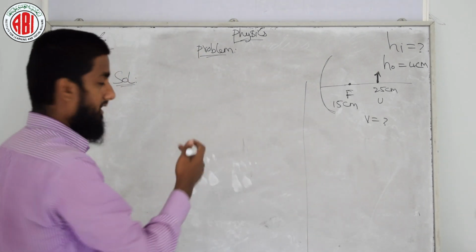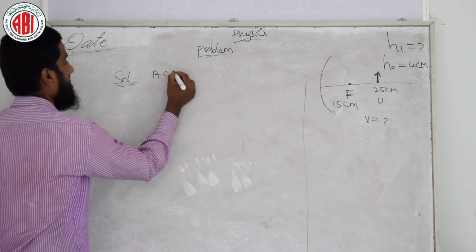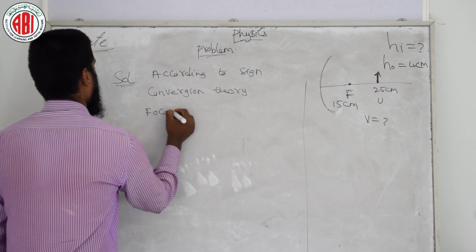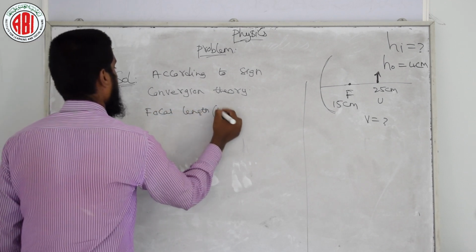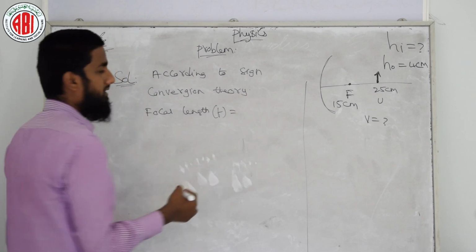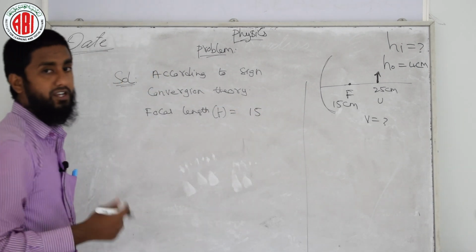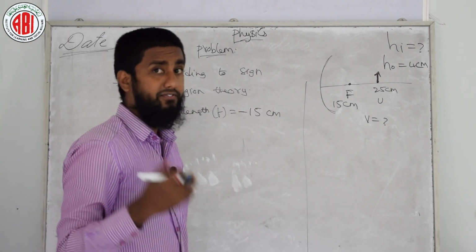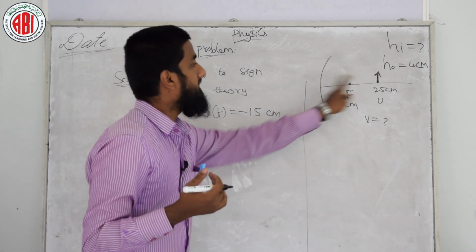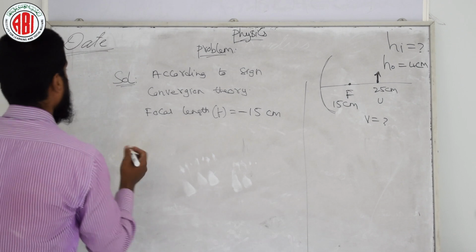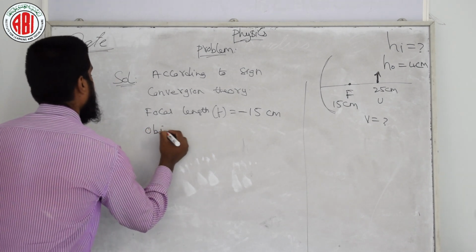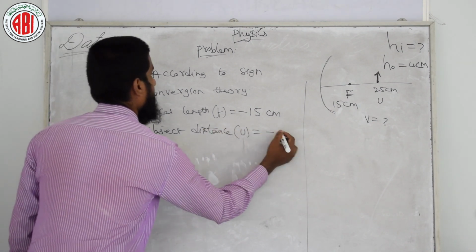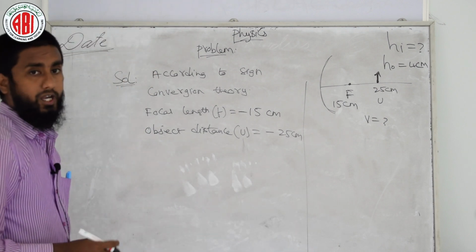Now I am putting the values according to the sign convention. According to the sign convention, focal length f is equal to 15 centimeter, but we need to take this as minus 15. Why do we have to take minus 15? I said that this is opposite to the incident side, so we take it as negative. And object distance u is the same, minus 25 centimeter.